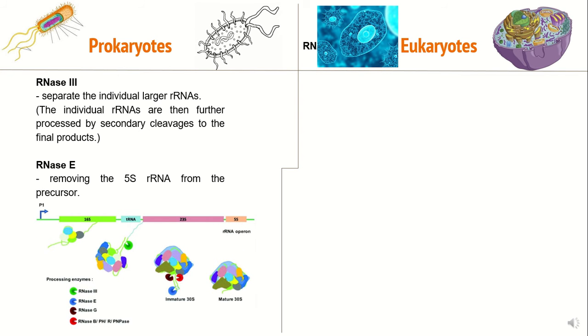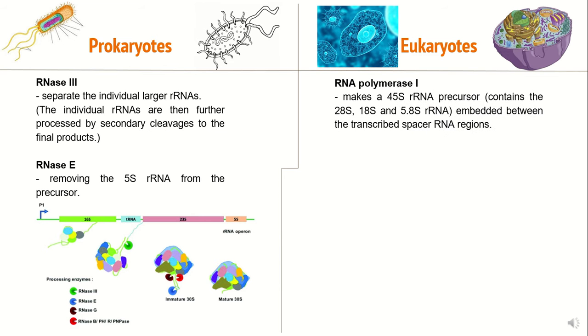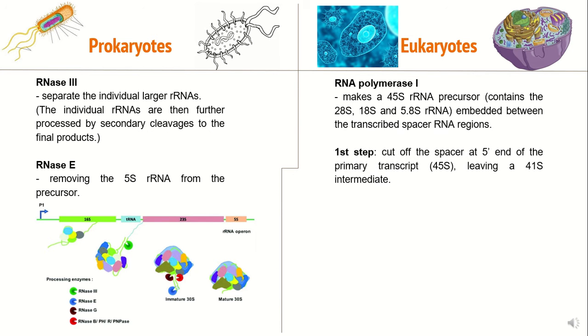While for eukaryotes, RNA polymerase I makes a 45S rRNA precursor, which contains the 28S, 18S, and 5.8S rRNA, embedded between the transcribed spacer RNA regions. The first step is to cut off the spacer at the 5' end of the primary transcript 45S, leaving a 41S intermediate.